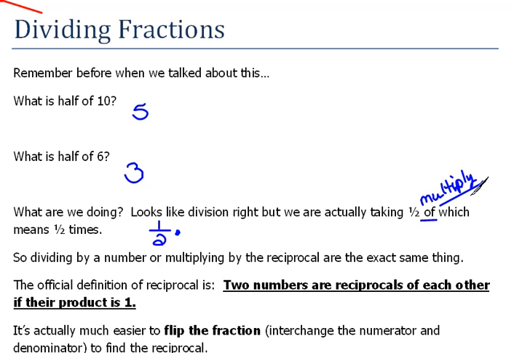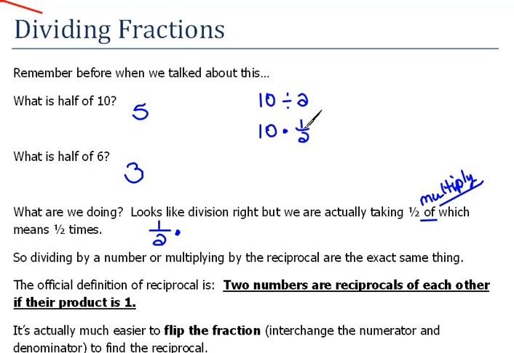Now, if I can say 10 divided by 2, or I can say 10 times 1/2, and those are the exact same thing, can we see then that dividing by a number is really the exact same thing as multiplying by its reciprocal?